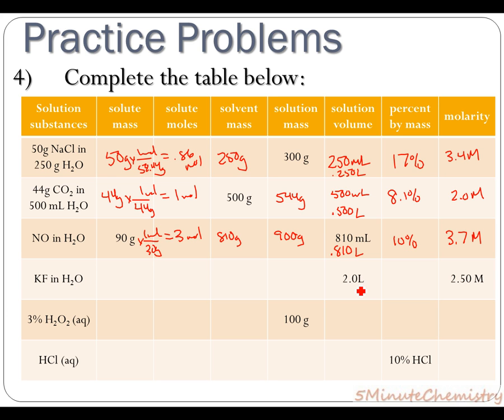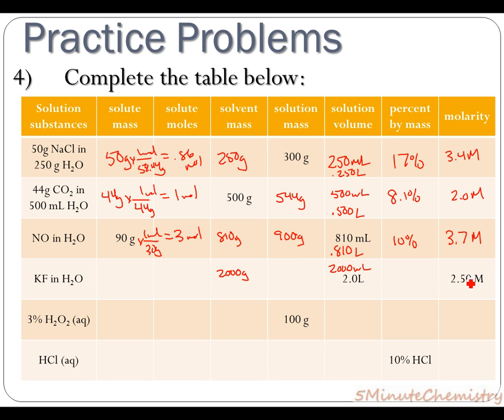Next, I have potassium fluoride in H2O. I know the volume of my solution, and I know the molarity of my solution. So a couple things can be found from here. First off, because I have 2 liters of solution, and it's a water-based solution, that's equivalent to 2,000 milliliters, which is equivalent to a solvent mass of 2,000 grams.